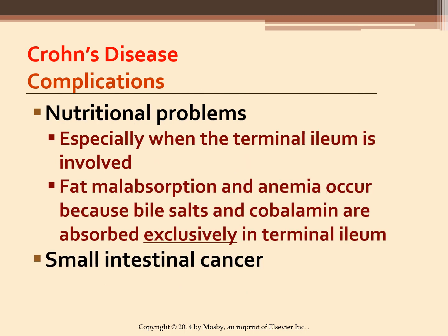The complications of Crohn's disease, one of the main ones is nutritional problems, especially when the terminal ileum is involved. A reminder that the terminal ileum is the last part of the small intestine that connects to the large intestine. This is a huge site of fat and calorie absorption, so you'll see fat malabsorption and anemia occur because bile salts and cobalamin are absorbed exclusively in the terminal ileum. So you're going to see a lot of nutritional issues.